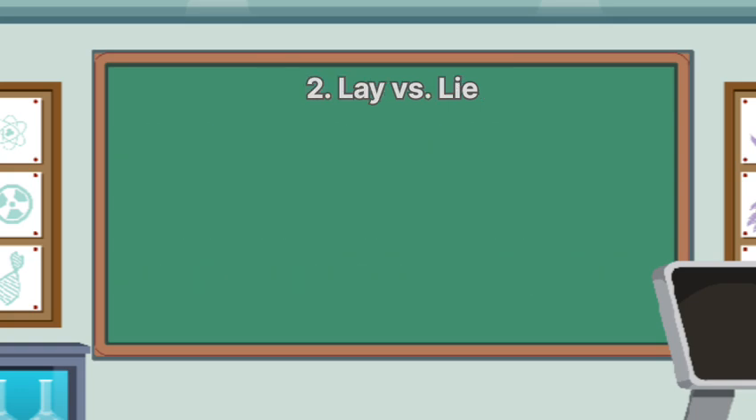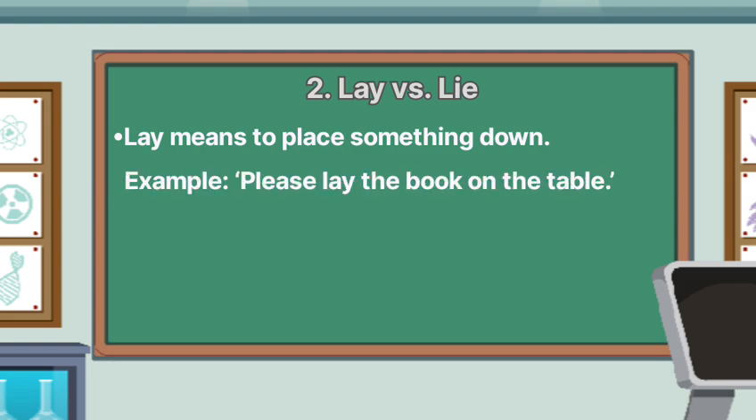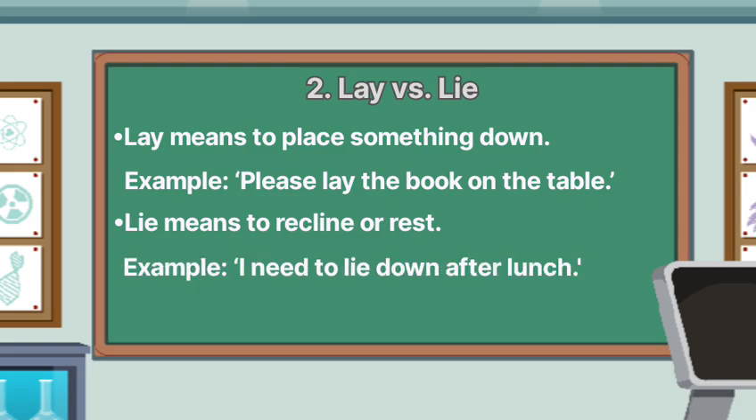Lay versus lie. Lay means to place something down. Example: please lay the book on the table. Lie means to recline or rest. Example: I need to lie down after lunch.